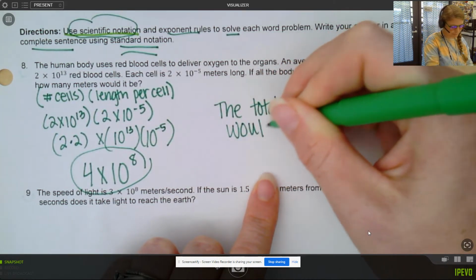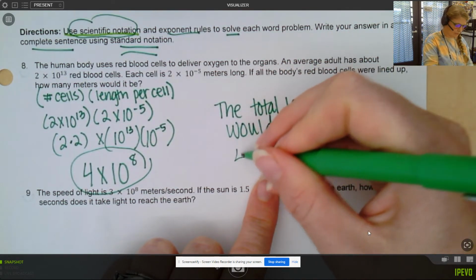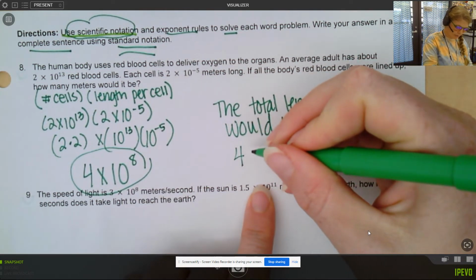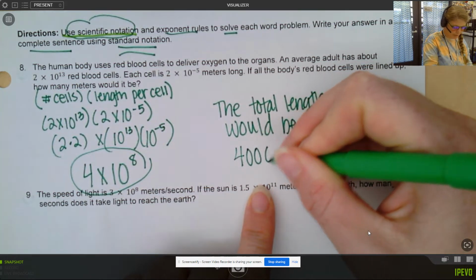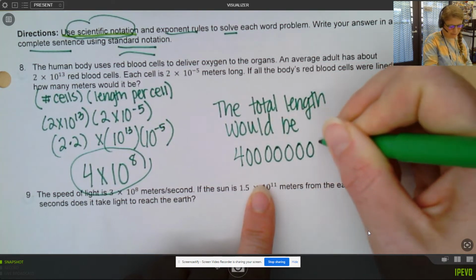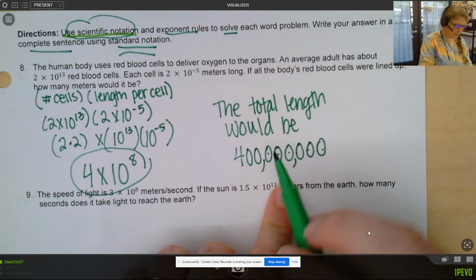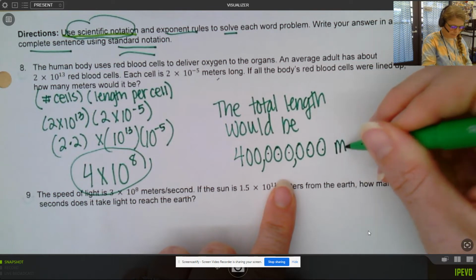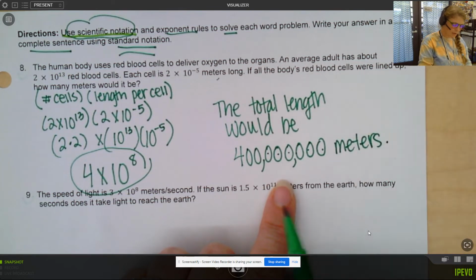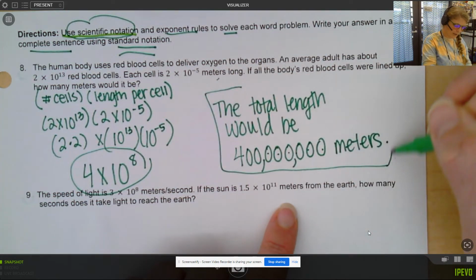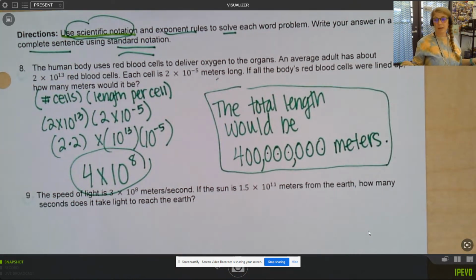would be, so here's the 4, and then we need to move over 8 decimal places to the right. So that's going to be 1, 2, 3, 4, 5, 6, 7, 8. Count backwards by threes for your commas. And remember, this is units of meters. So that's hundreds, thousands, millions, 400 million meters in length. Oh my goodness. I don't know why you would line up your blood cells, but I mean, vampires would love it.